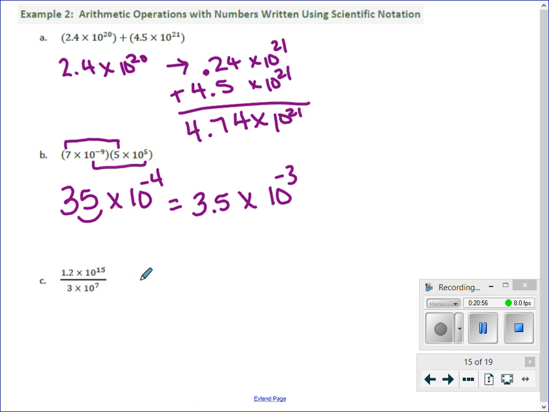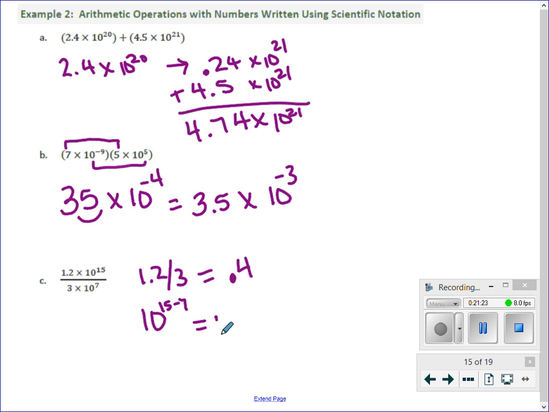Division is the same thing. What you do is divide the two numbers, so you do 1.2 divided by 3, and then you subtract your powers because they are the same base. So 10 to the 15 minus 7. So 1.2 divided by 3 is like 12 divided by 3, which is 4, but there's a decimal place there. It's 0.4. 0.4 times 3 is 1.2.